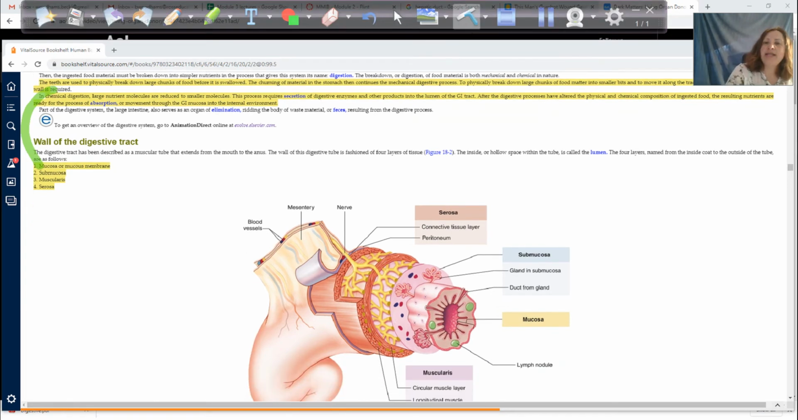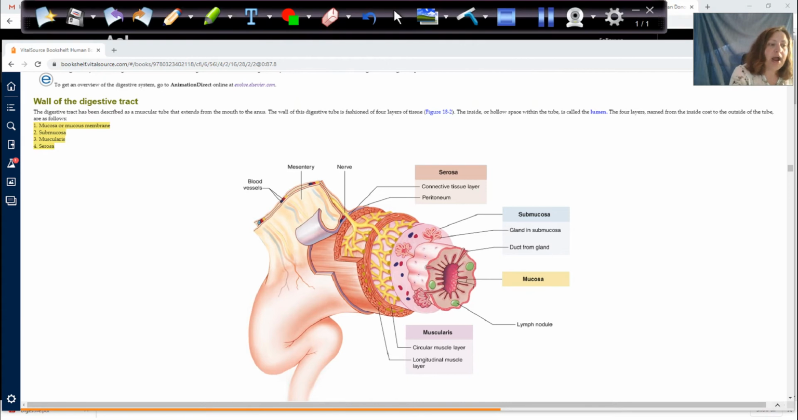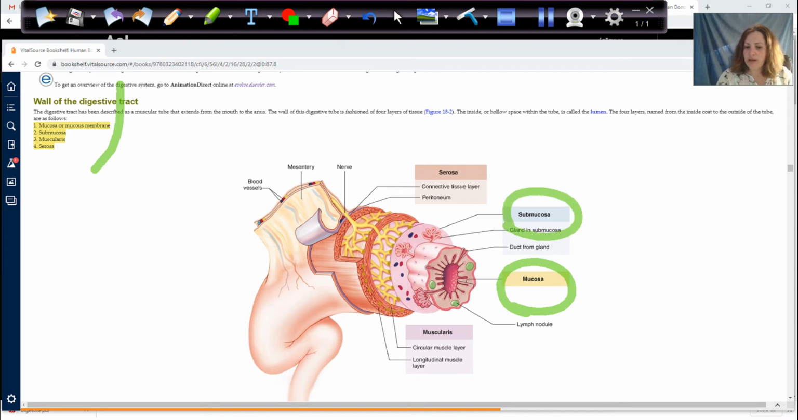So before we get into each of the organs one by one, I want to talk about the walls of the digestive tract. There are 4 layers to the digestive tract, with the exception of the stomach. The stomach has only 3, but we'll get there when we get to the stomach. All the rest of it has these 4 layers. We have the mucosa on the very inside. Then we have the submucosa, muscularis, and the serosa, from the inside to the outside.